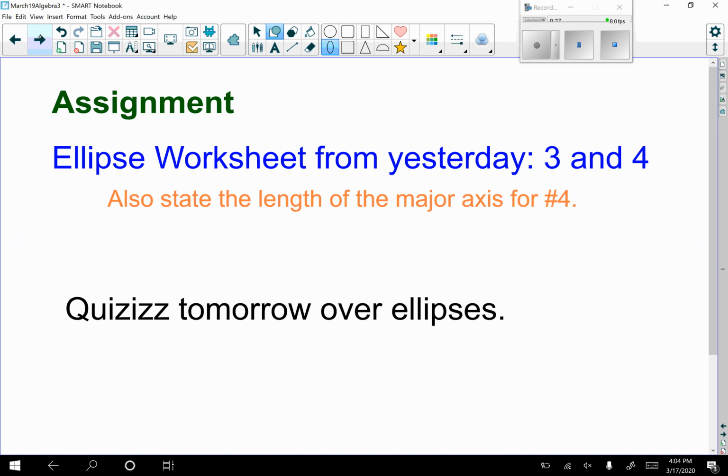It just says for each ellipse, determine the coordinates of the center, the endpoints of both axes. So to help you identify the endpoints of both axes, it might be necessary to graph, but if you think you could figure it out a different way, go ahead and give that a try, and I'll explain it tomorrow as we go over these. As always, let me know if you guys have any questions.